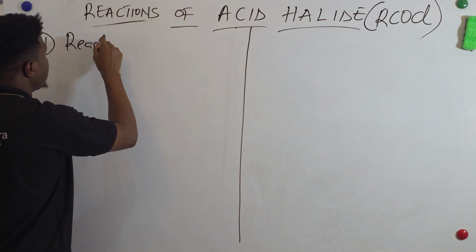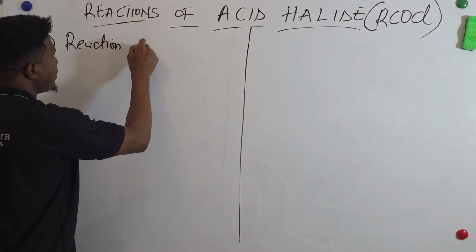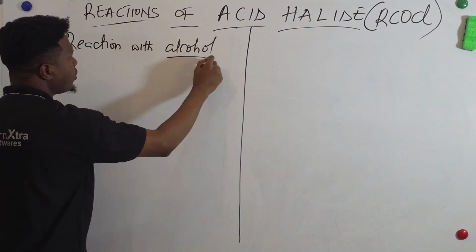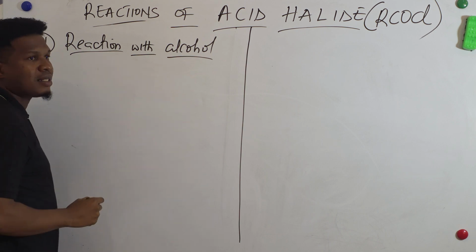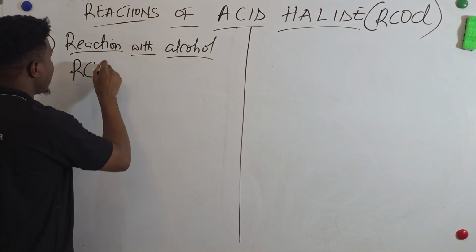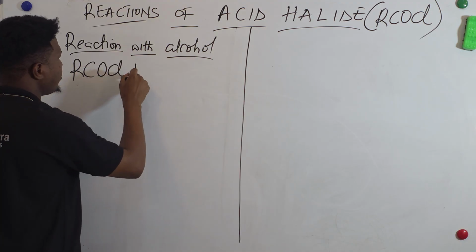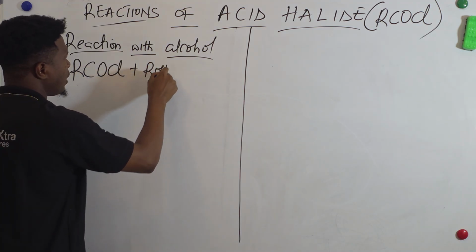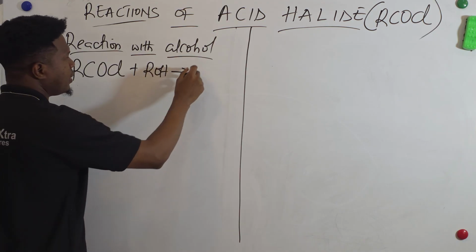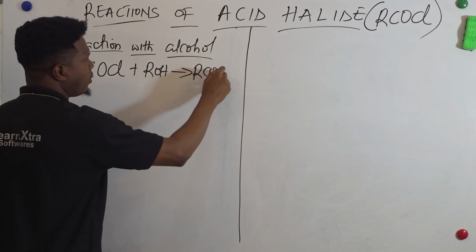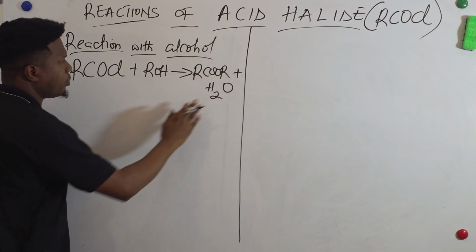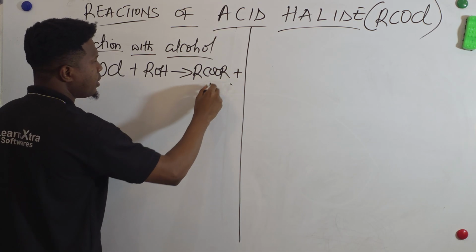Reaction with alcohols. So these acid halides can react with alcohols. Remember that this is acid chloride plus alcohol. This can react to give us an ester plus, sorry, plus HCl, not water, plus HCl.